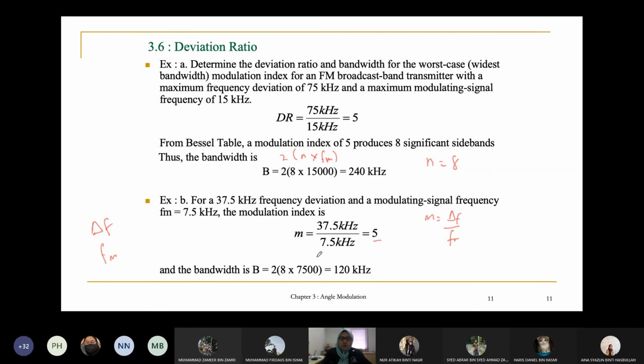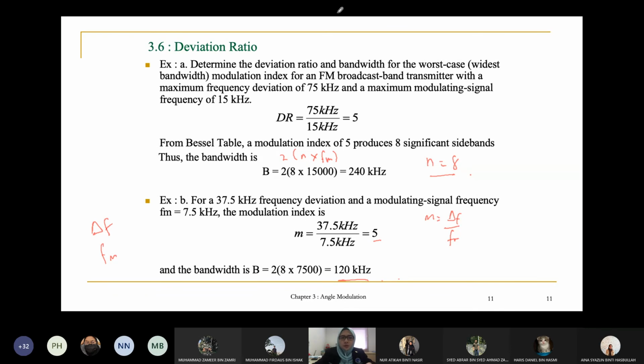So using the formula for the bandwidth based on the Bessel table, since your modulation index is 5, of course your number of significant sidebands will also remain 8. So it is 2 multiplied by 8 multiplied by 7,500 for the Fm. So you get 120 kilohertz.